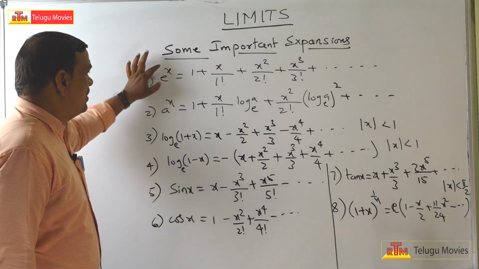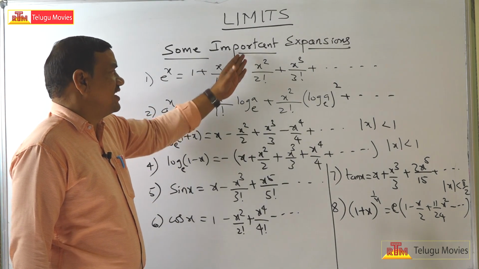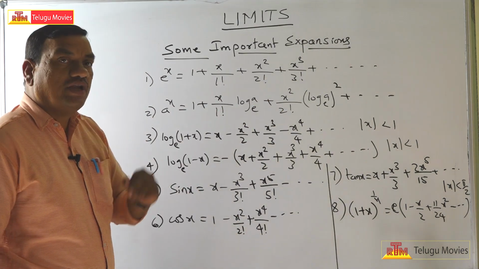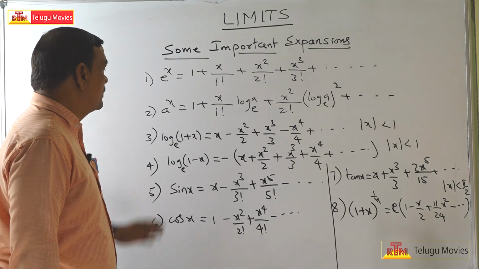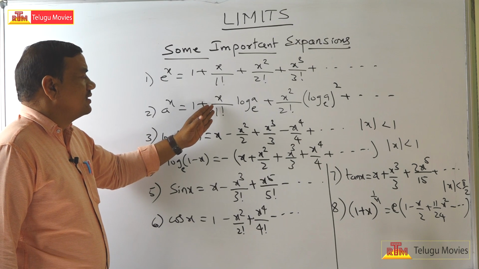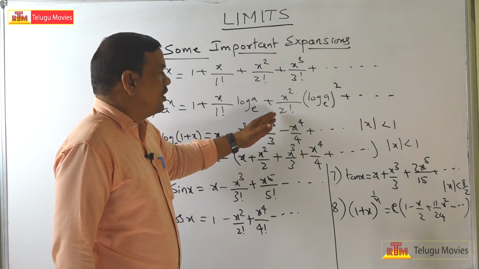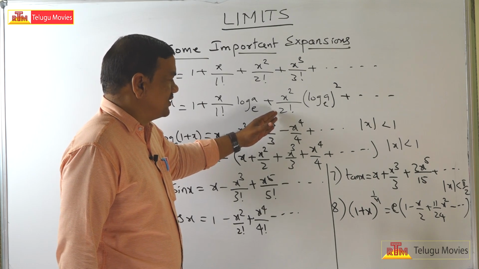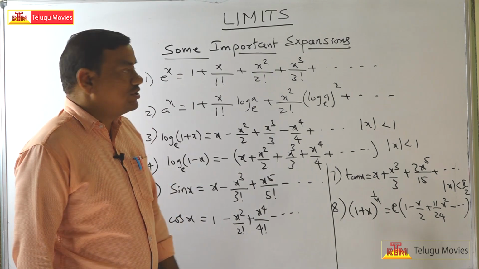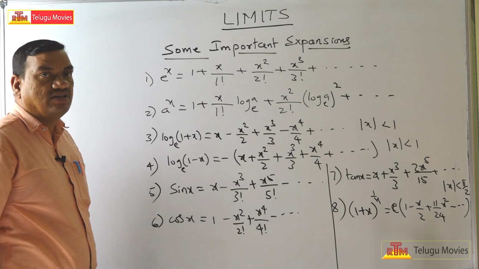The first one, e power x expansion, is 1 plus x upon 1 factorial plus x square by 2 factorial plus x cube by 3 factorial, so on to infinity. Here the a power x expansion is 1 plus x by 1 factorial log a to the base e plus x square upon 2 factorial times log a to the base e whole square plus so on. From this a power x expansion you can get the e power x expansion very easily.